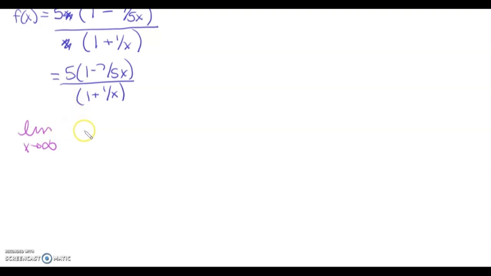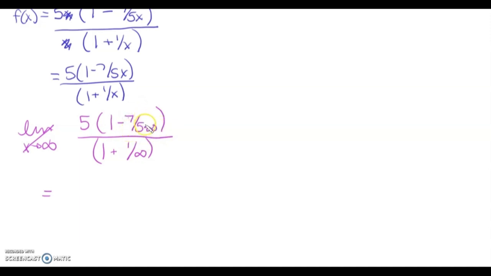So what we want to do is sub in basically infinity. So we have 5 bracket 1 minus 7 over 5 times infinity over 1 plus 1 over infinity. Okay, so once we sub that in, we no longer have to write the limit, and we can calculate. So what I would start by doing is taking into account these infinities.